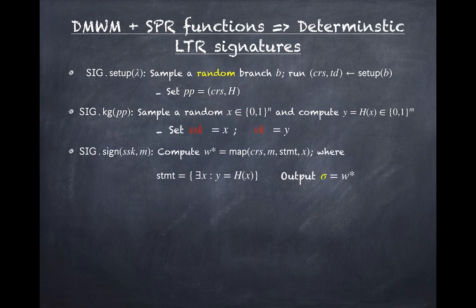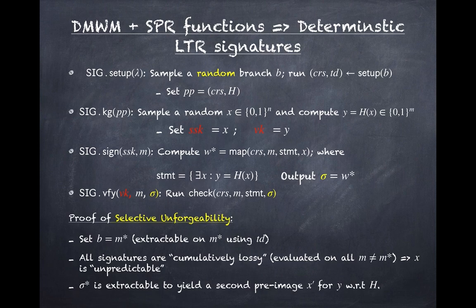The signing procedure is now computing a representative witness under the mapping algorithm of the dual mode witness map corresponding to the statement that the signer knows a preimage corresponding to Y, and the signature is just the representative witness of the DMWM. The verification is as usual. It runs the underlying check algorithm of the DMWM to verify the signature.